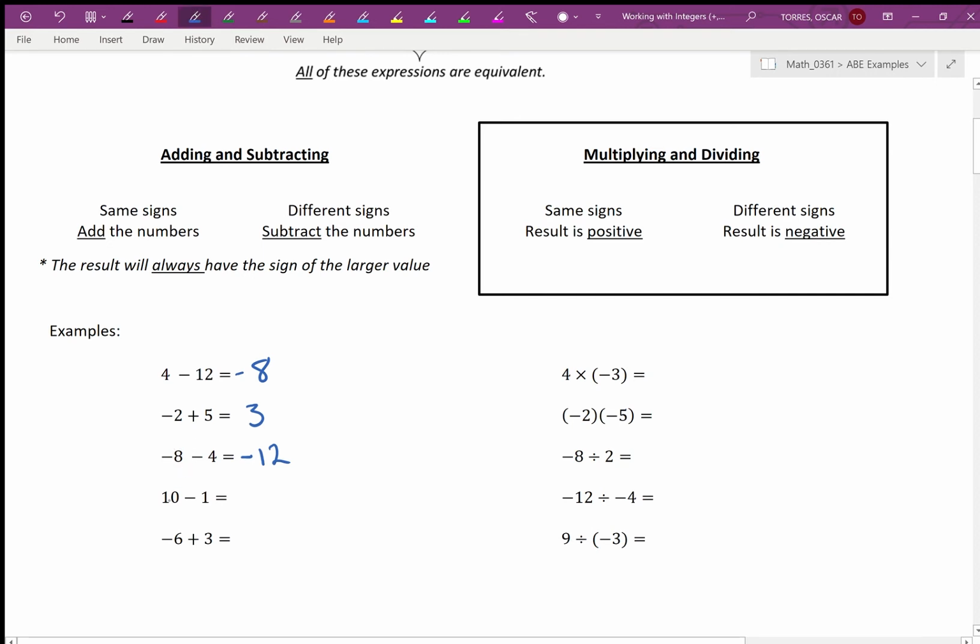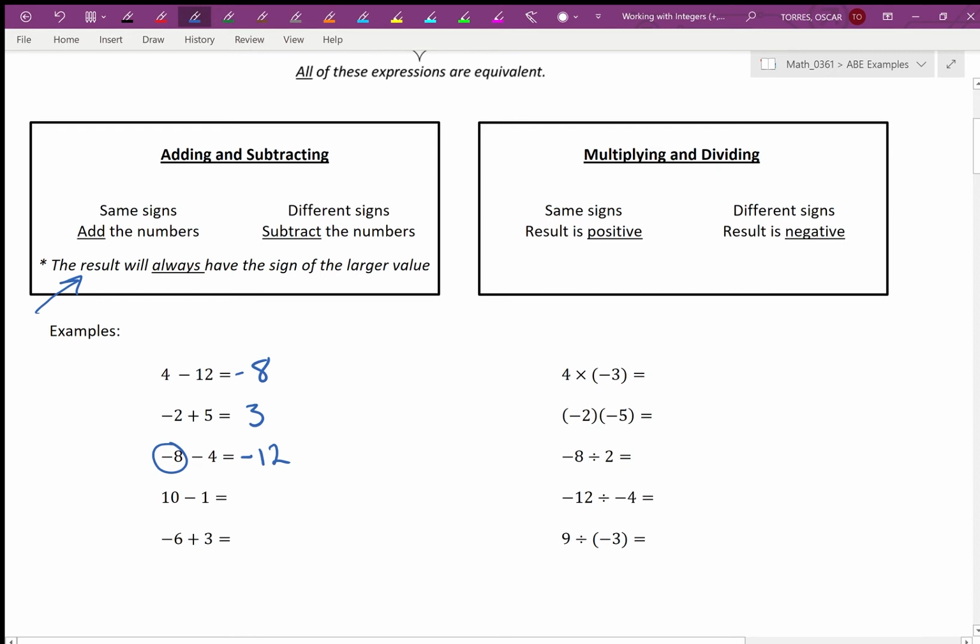For the next problem, we have a positive 10 and a negative 1, so they have different signs, which means we're subtracting those numbers. So if we do 10 minus 1, we get positive 9. The larger value is the 10, and the 10 is positive, so we're left with just 9.